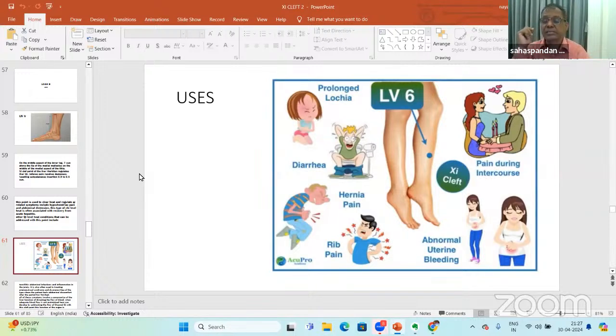By contrast, the effect on the dynamic that arises from stimulating liver 6 affects the middle burner and the blood distribution in general. So for all three points, the movement of the channel chi that appears from stimulating the cleft point serves to clear stagnation and heat.